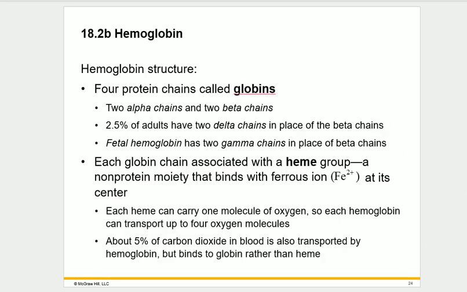The hemoglobin structure has 4 protein chains called globins, so 2 alpha chains and 2 beta chains. Each globin chain is associated with a heme group, a non-protein group that binds a ferrous ion, so iron, at its center. Each heme can carry 1 molecule of oxygen, so each hemoglobin can transport up to 4 oxygen molecules. About 5% of carbon dioxide in blood is also transported by hemoglobin, but it binds to the globin rather than the heme, if that makes sense.